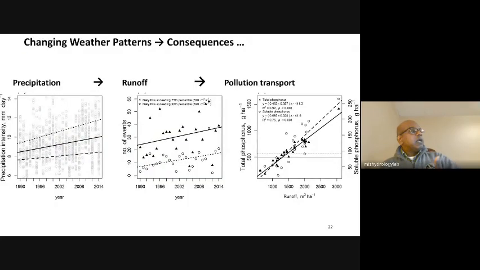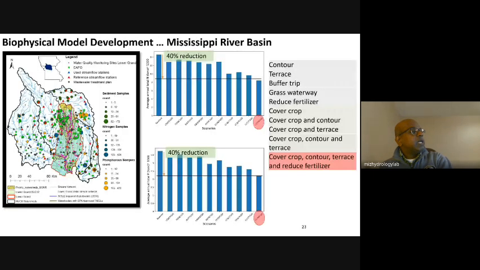So, as I mentioned, there is a very close connection between intense changing weather patterns that affect runoff, which in return affects pollution transport. With the development of the model, we understand what is going on. The next phase is, now we know where most of the pollution sources are coming from. Now we got to provide a solution, right?